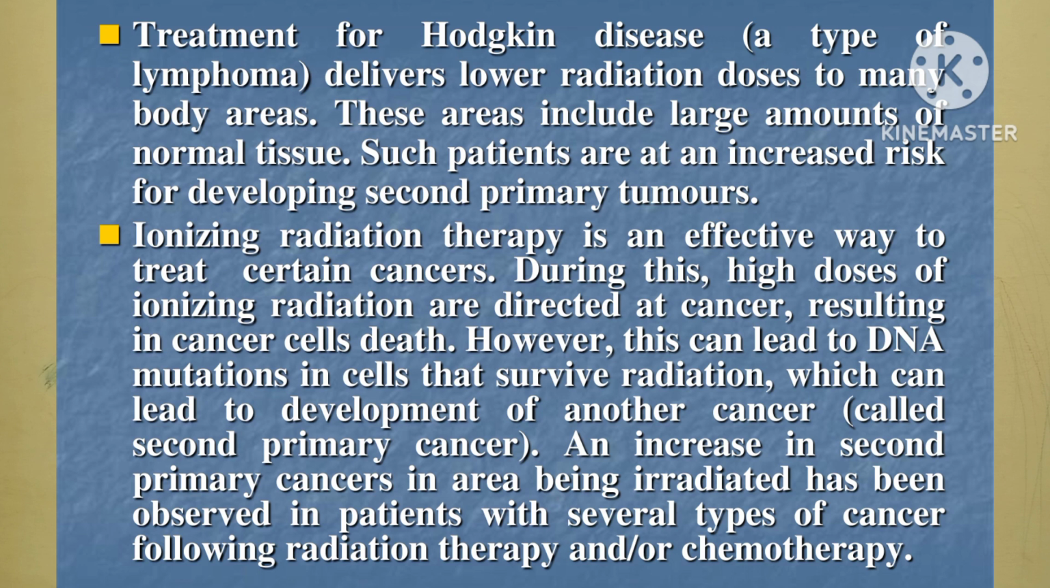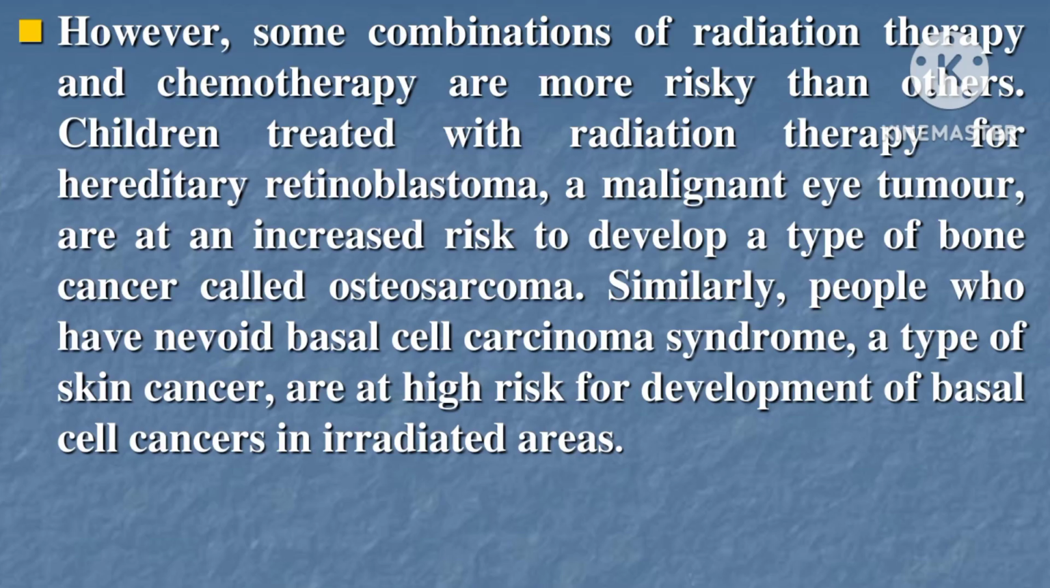Ionizing radiation therapy is an effective way to treat certain cancers. During this, high doses of ionizing radiation are directed at cancer, resulting in cancer cell death. However, this can lead to DNA mutations in cells that survive radiation, which can lead to development of another cancer called second primary cancer. An increase in second primary cancer in the area being irradiated has been observed in patients with several types of cancer following radiation therapy and or chemotherapy. However, some combinations of radiation therapy and chemotherapy are more risky than others.